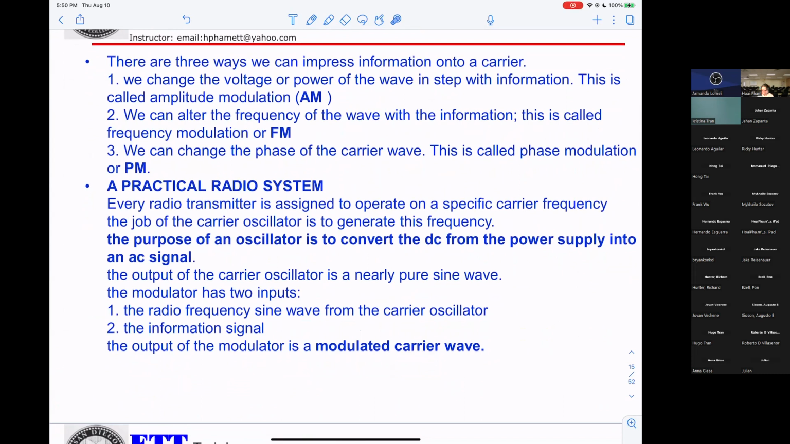There are 3 ways we can impress information onto a carrier.